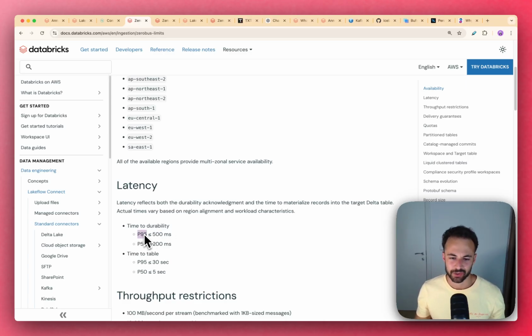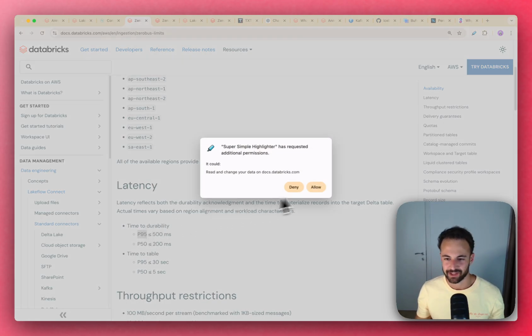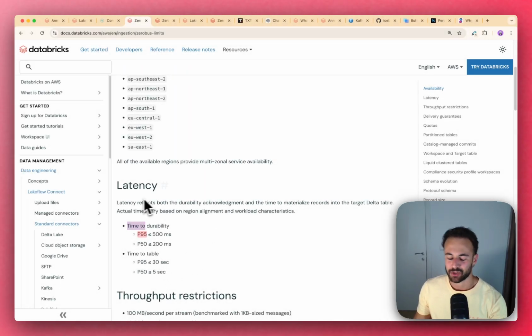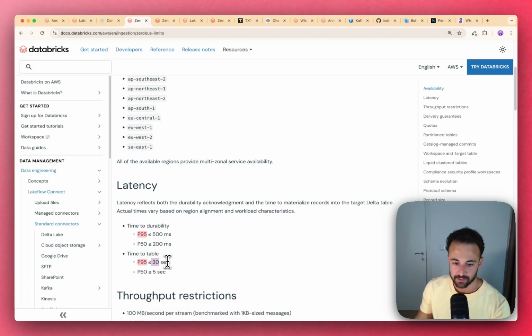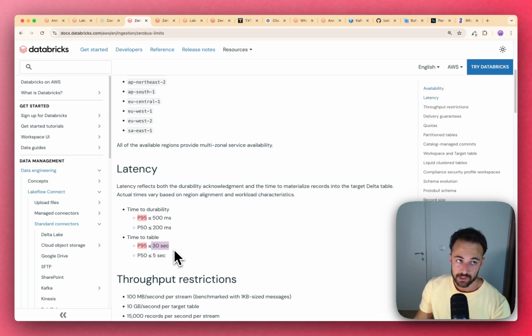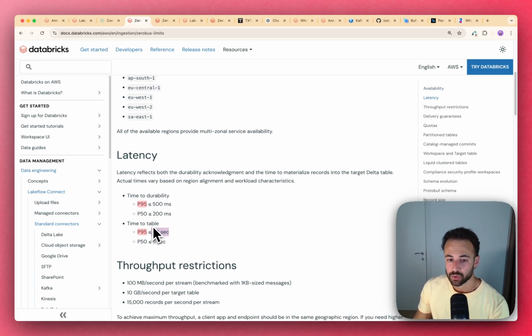So another gotcha here, they don't have P99. Why don't you have P99? It's probably pretty slow. If they don't include P99, it's probably really slow. Time to table also, no P99. So P95 is less than 30 seconds, which I guess is fair enough again, as you have to do batching and etc.